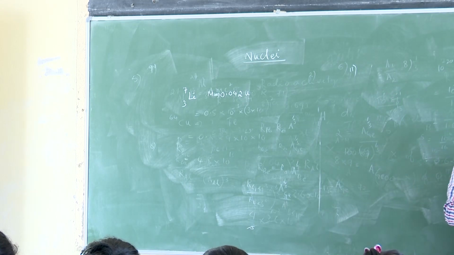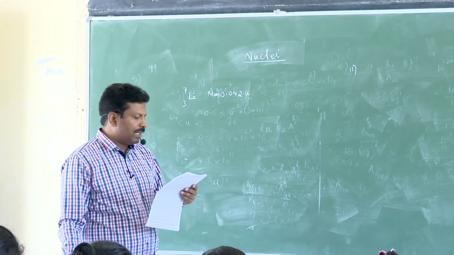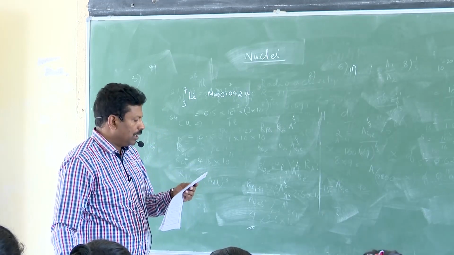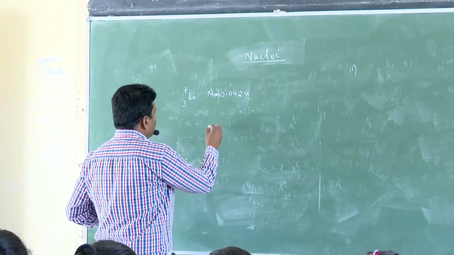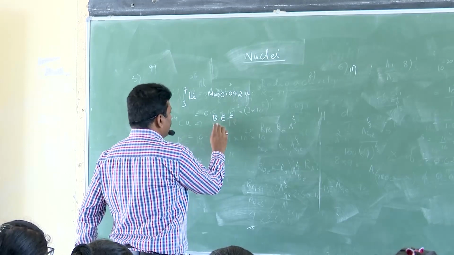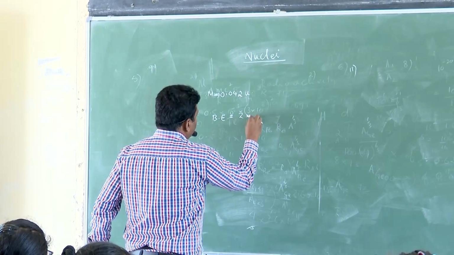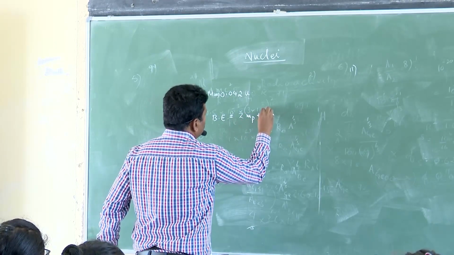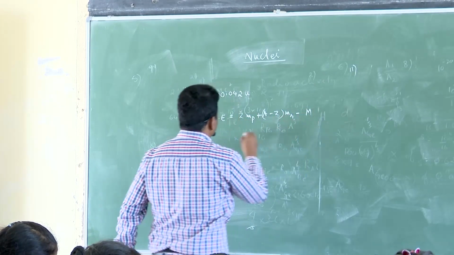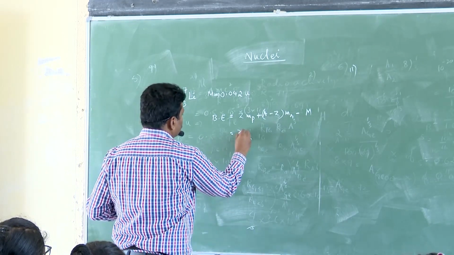The binding energy per nucleon of the lithium nucleus is nearly. What is the binding energy per nucleon? Okay, so we know binding energy, this is for the entire nucleus. Binding energy of the entire nucleus is Z into mp plus (A minus Z) into mn minus M, right? So here Z is given as 3, right?